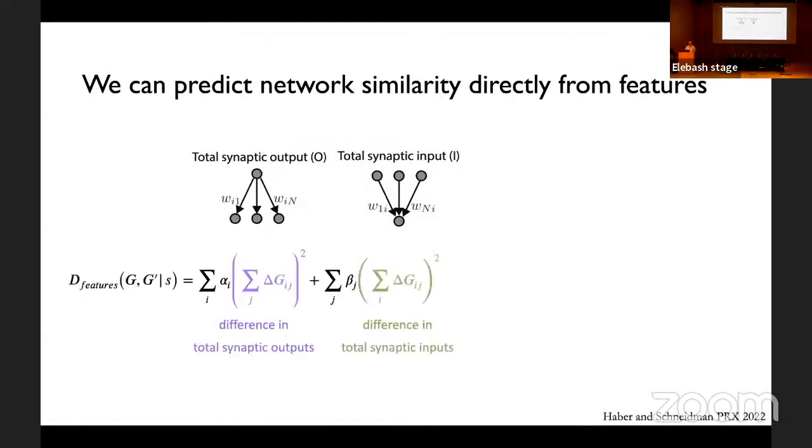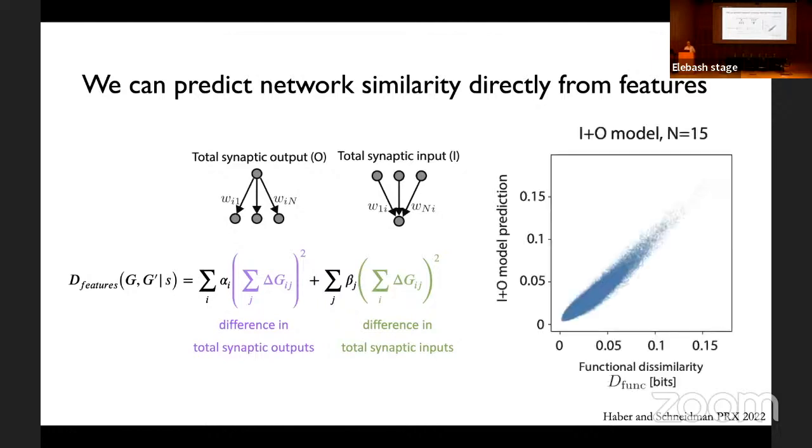So now I'm going to build a model that tries to predict the similarity of two networks, in terms of how they respond to inputs, just from this set of structural measures: just the total synaptic inputs per neuron and the total synaptic outputs per neuron, which is on the order of 2n parameters. And this is the agreement for validated data from this input and output set for 15 neurons. And this is above even 0.85.